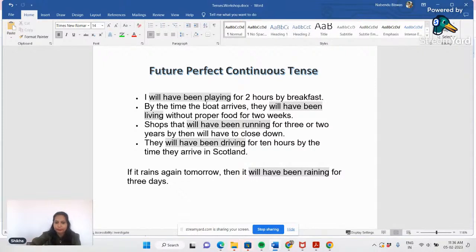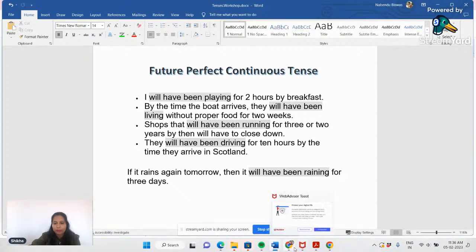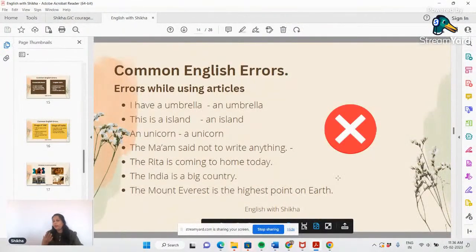Yes, so now we will move to understand some common errors which we make in English. Yes, the moment we come to know about the errors which we make, we will be a little bit cautious of not making those errors.